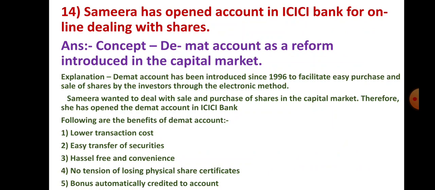Therefore, she has opened the demat account in ICICI Bank. So let us see the benefits of the demat account one by one. Number 1 is a lower transaction cost. Number 2, easy transfer of securities. Number 3, hassle-free and convenience. Number 4, no tension of losing physical share certificates. And number 5, bonus automatically credited to account.